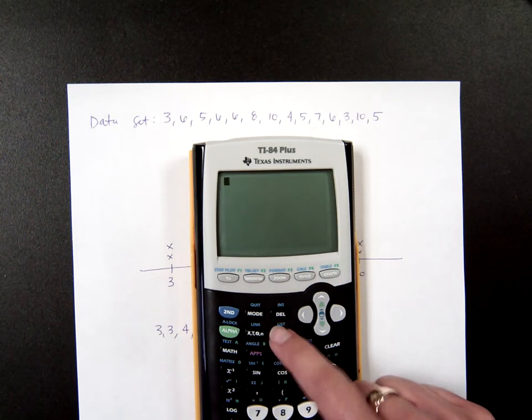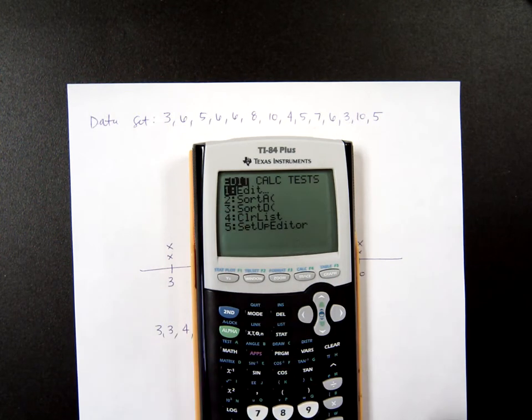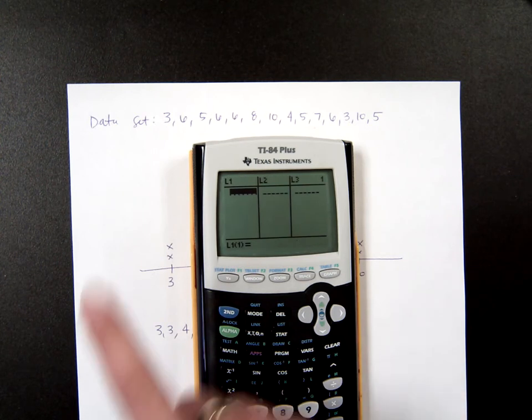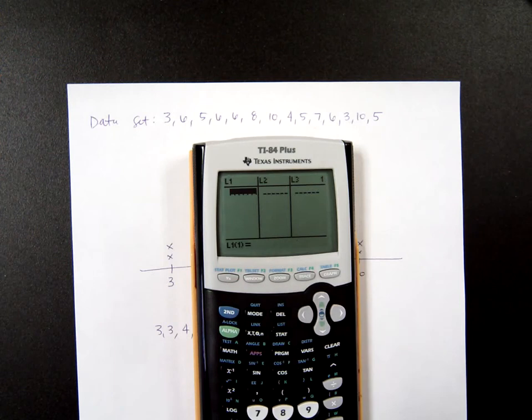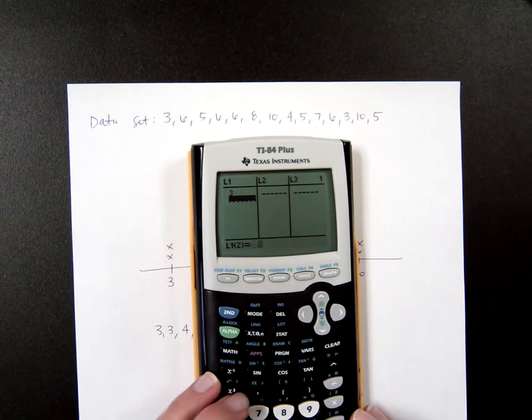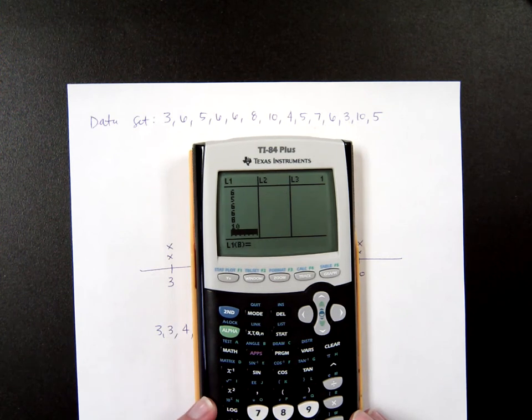You're going to go to Stat, and then number 1 is Edit, so just hit Enter. Okay, and this gives you an empty list. So you're going to put all of your numbers just in list number 1, and the order does not matter. So I'm just going to do the order on my paper. So I have 3, 6, and you just push Enter after each number. So I'm just going to enter all of my original data points.